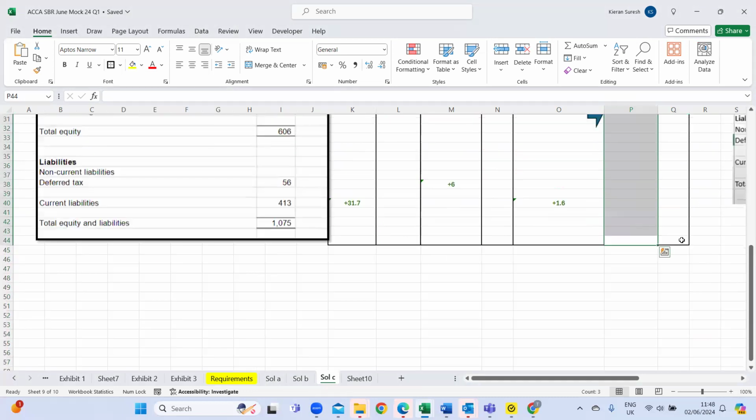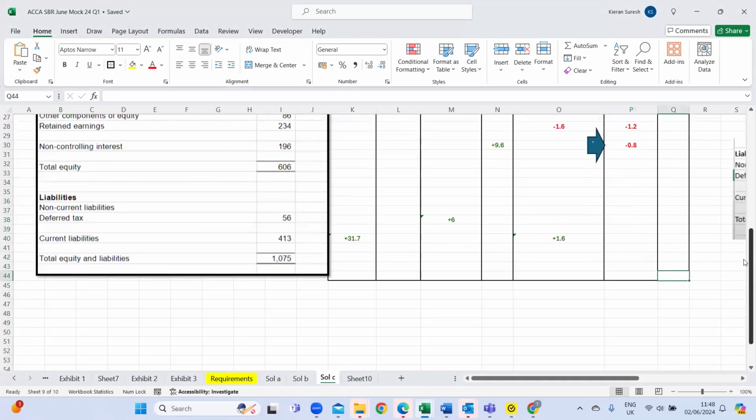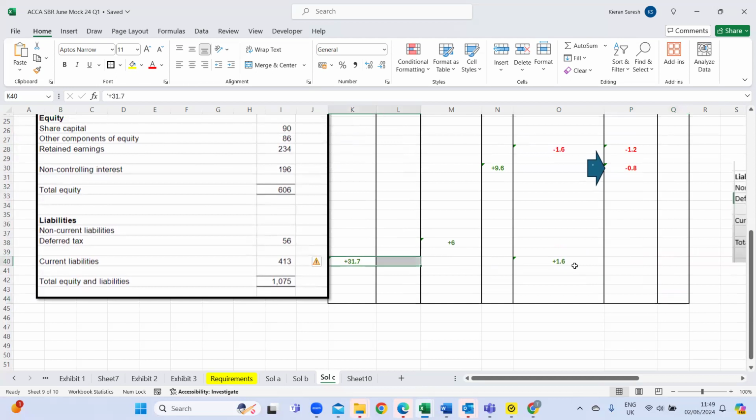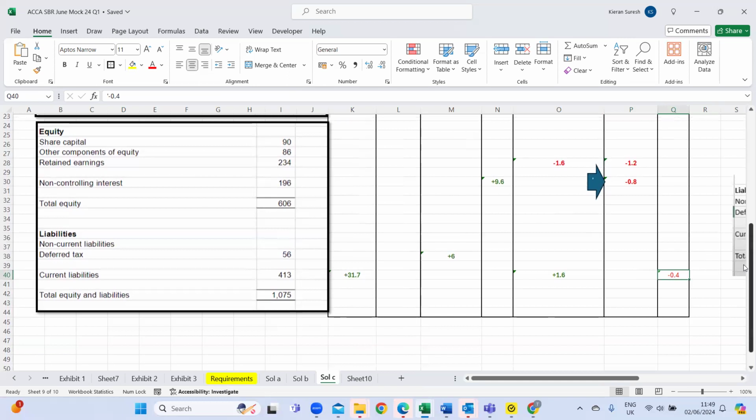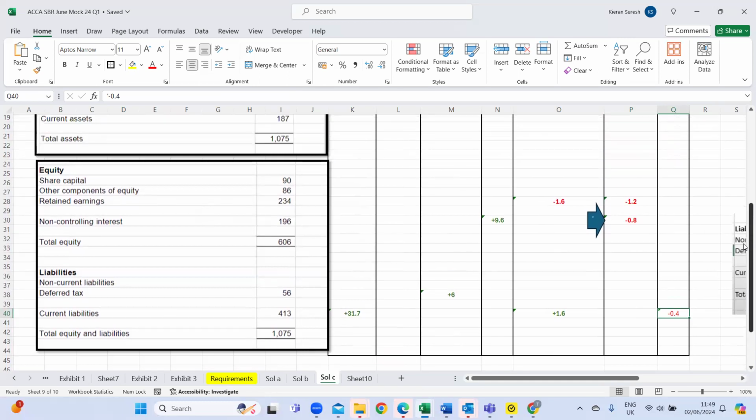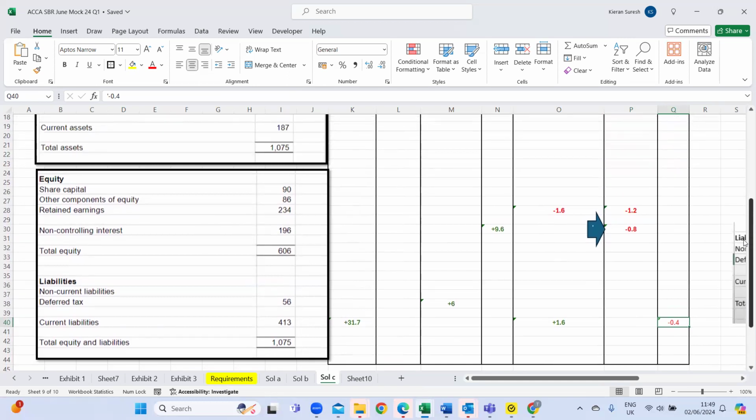Right. So reducing deferred tax liability. Deferred tax liability is in the current liability. This is my deferred tax liability, and on that I need to reduce it by 0.4. That's my reduction in the deferred tax liability, so minus 0.4. So I've done the reduction that's been recorded, and then I need to give these two figures to the retained earnings figures.